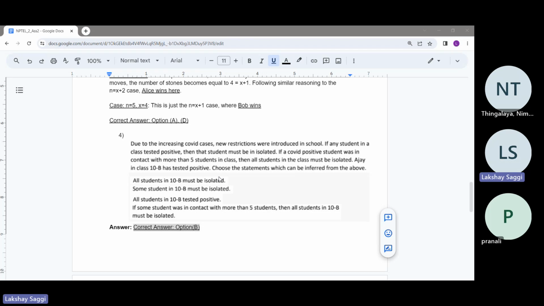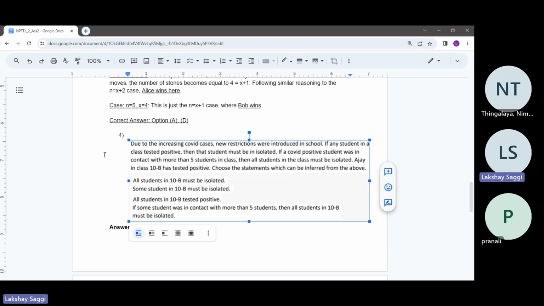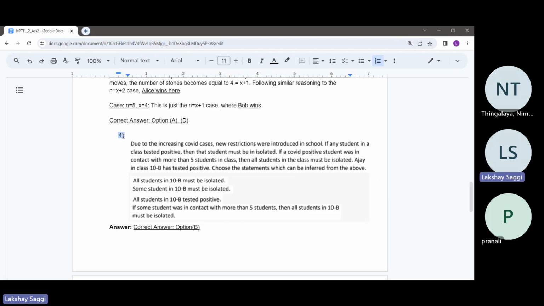Nimitha is typing something. But the same way with option B. Okay, so Nimitha, let's just see what these quantifiers actually mean. Let's first make it clear what the quantifiers actually mean.